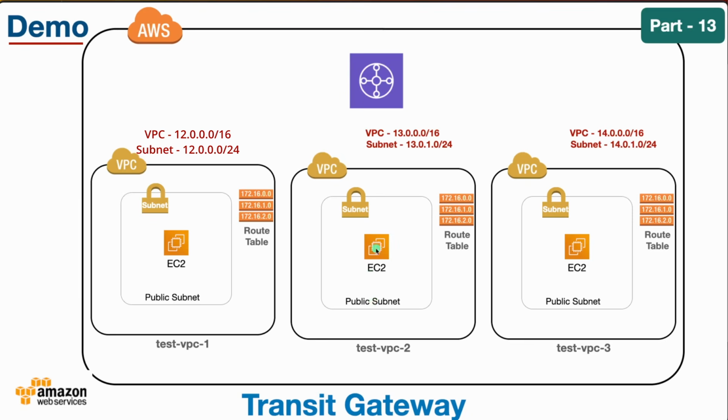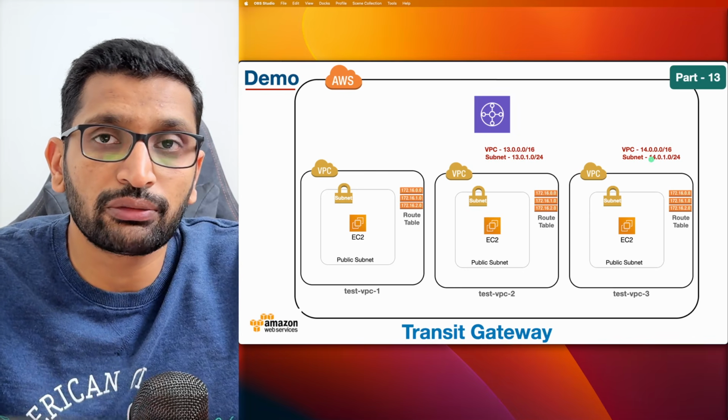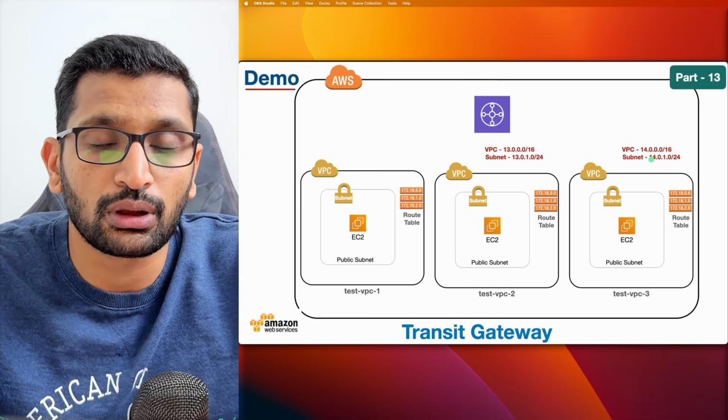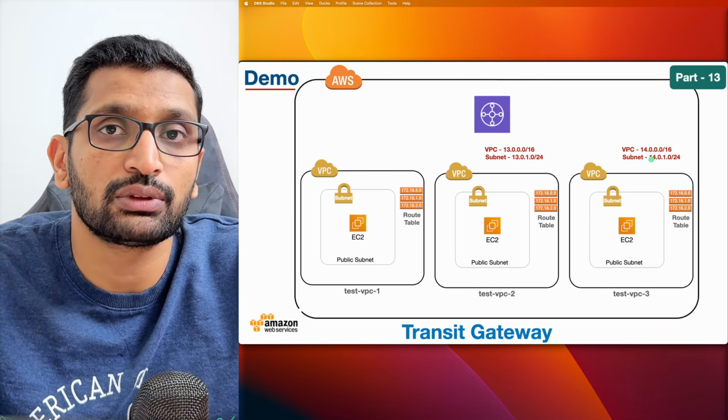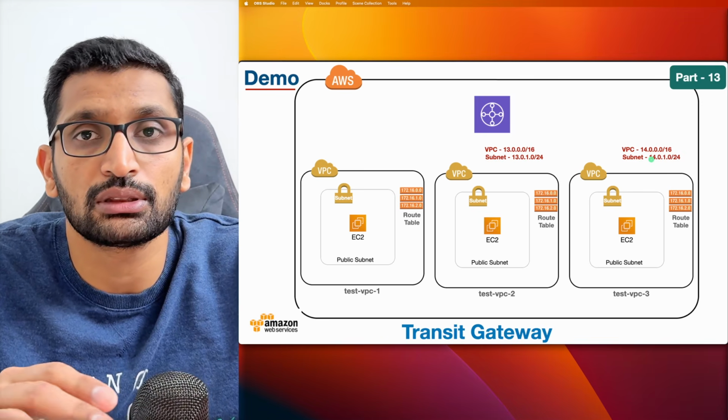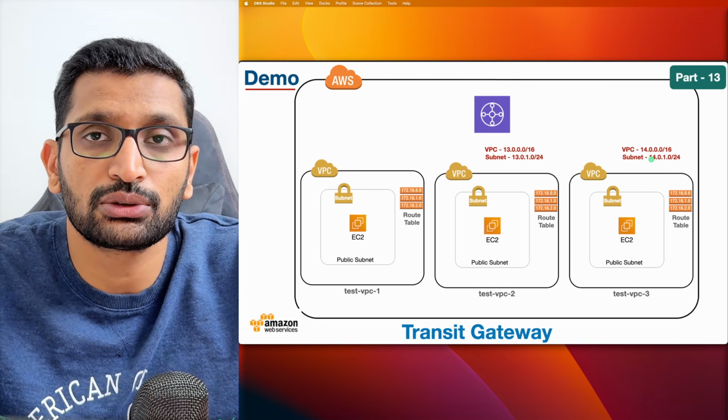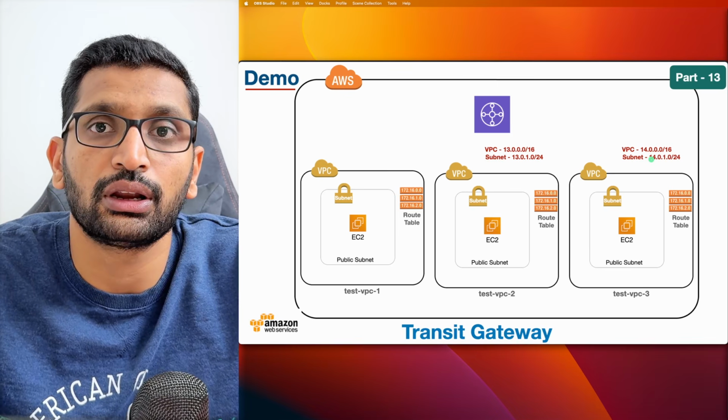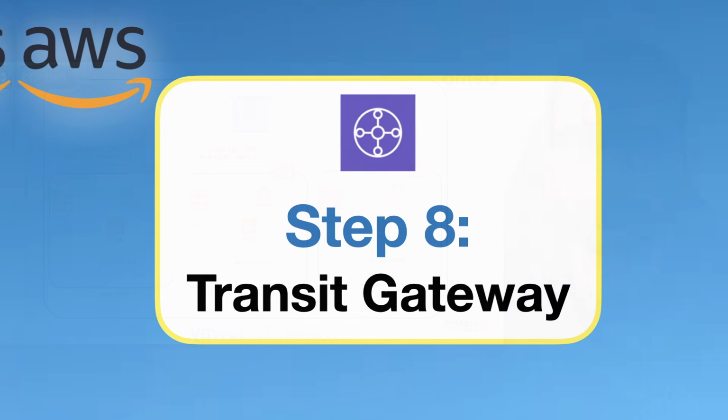Just for simplicity, I will be using 13.0.0.0/16 for the VPC and 13.0.1.0/24 for the subnet. Similarly, I will be using the 14 series for the VPC and the 14 series for the subnet. So just keep in mind, you need to keep different IP ranges for your VPC2 and VPC3, and the same goes for the VPC2 subnet as well as the VPC3 subnet. Just make sure that you put the correct IP ranges before creating those VPC2 and VPC3.